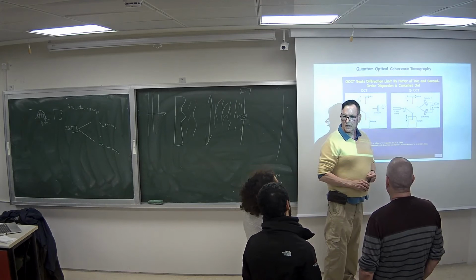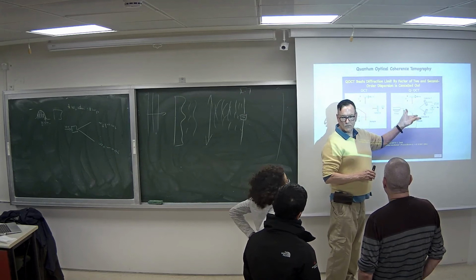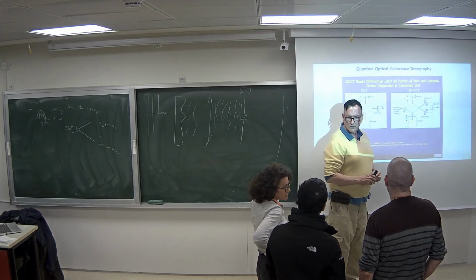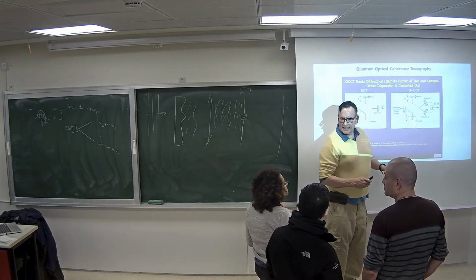So there's two things going on, right? You can't tell if the red's up or the blue's down or the other way around. I'll give you the paper. This is the paper that describes this experiment, but the reference to the theory is in here. The theory is due to Chow, Steinberg, and Kwiat, 1995 or so. They reference it.